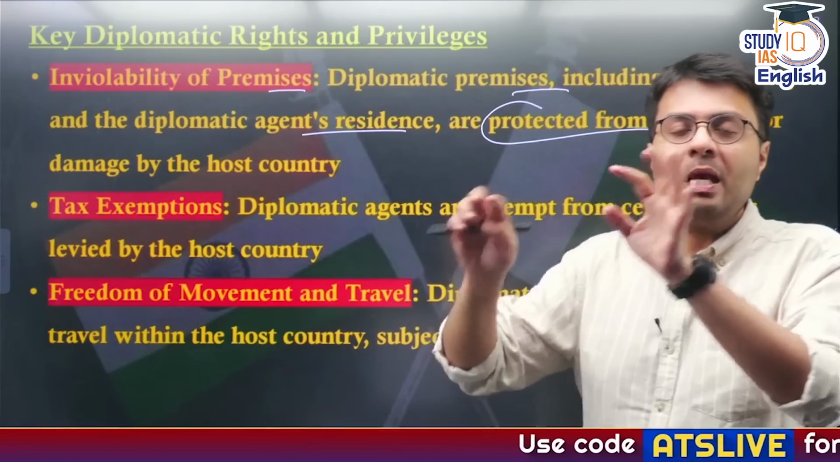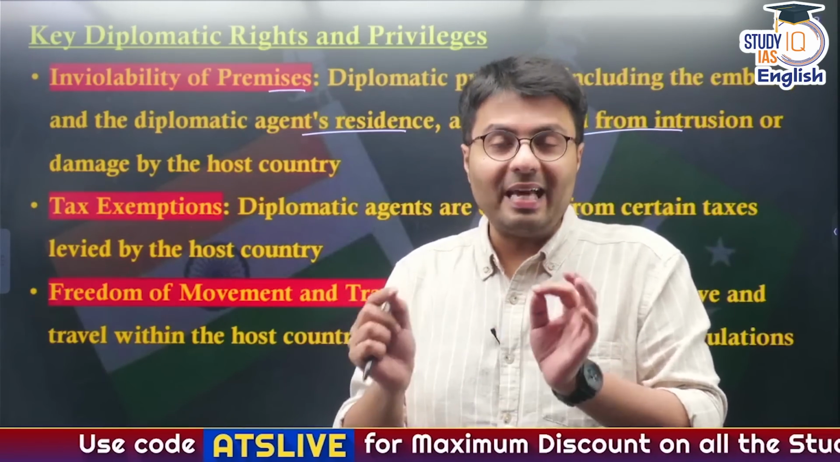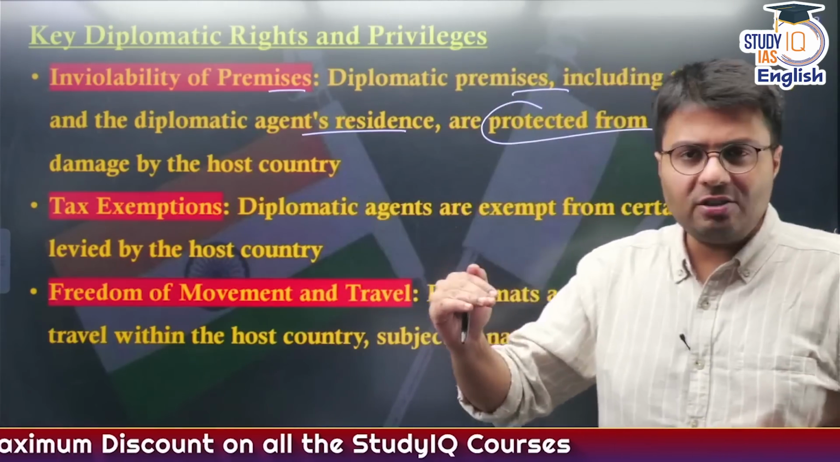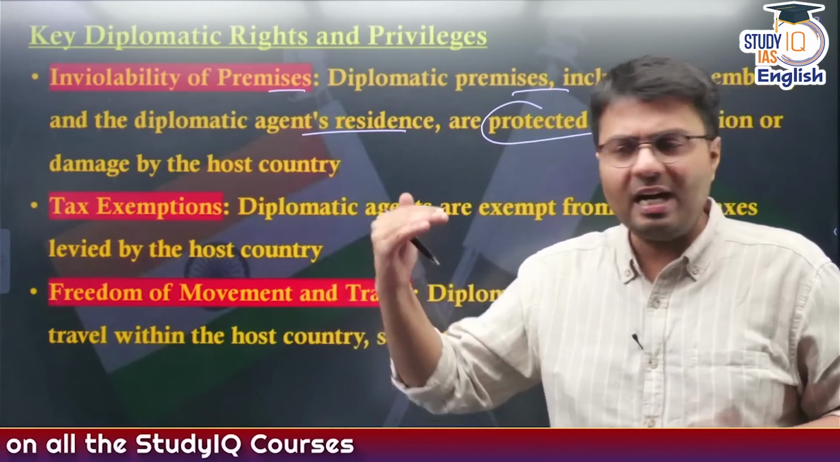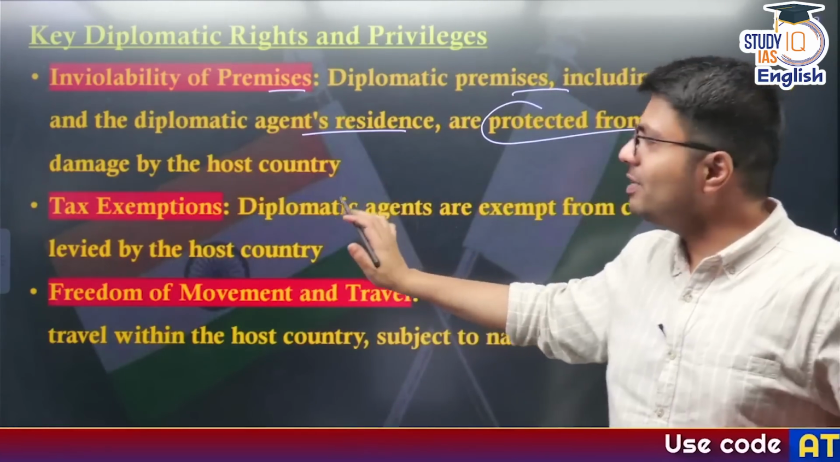So for example, the High Commission of Pakistan located in New Delhi is technically not a territory of India, rather it is a territory of Pakistan. Therefore, Indian law enforcement agencies, be it Delhi police or any other investigative agency, can't even enter that territory. Also, diplomats are given tax exemptions.